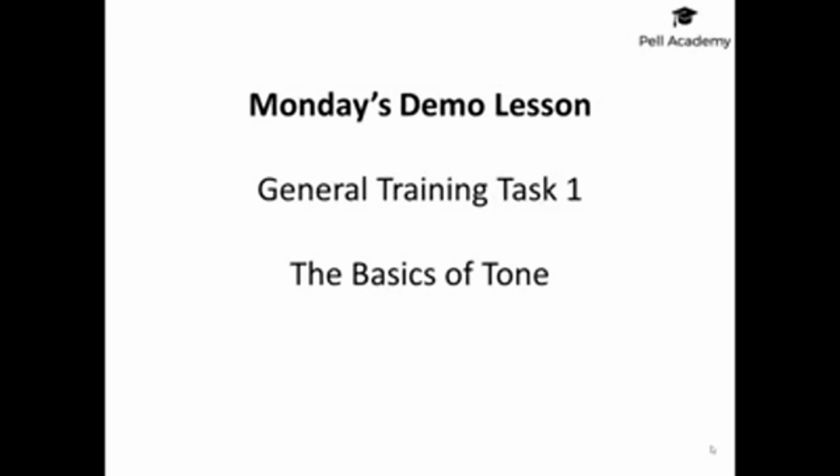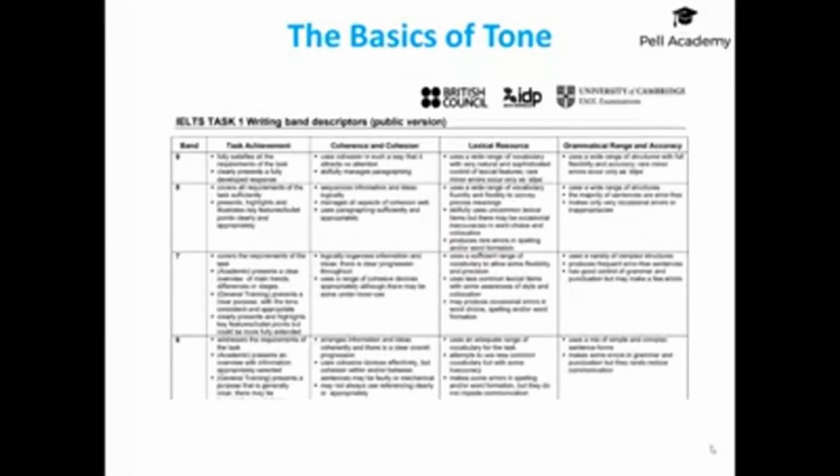And tone, if you're a general training student, you should understand is really, really important, because what happens with tone is that you can do everything perfectly with regard to responding to the question and developing your answer, but some issues with tone can drag your task achievement score way down. So let's just have a look at the band descriptors first and see how exactly tone affects your score.